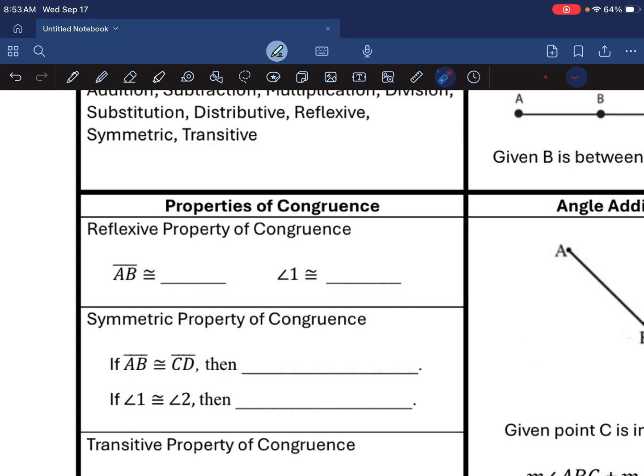Properties of congruence. Reflexive property of congruence just says that if I have segment AB, what is that equal to? AB. Yes. Reflexive is exactly the same on both sides. So AB is just equal to itself. Same thing for angle 1. By reflexive property, angle 1 is also congruent to angle 1.